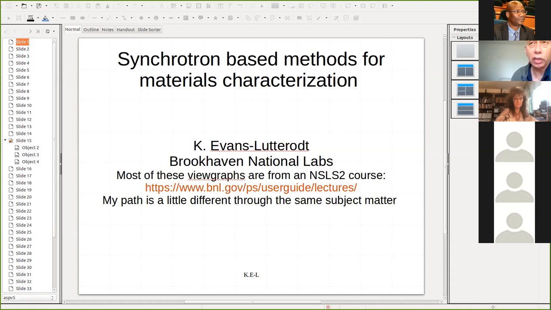I have this one and a second talk next week. In this talk, I'm going to briefly introduce the synchrotron, but then spend most of the time talking about the techniques that one might be able to use there to study materials, since that's what a lot of us do, and why. In fact, what are the advantages of doing it at the synchrotron?